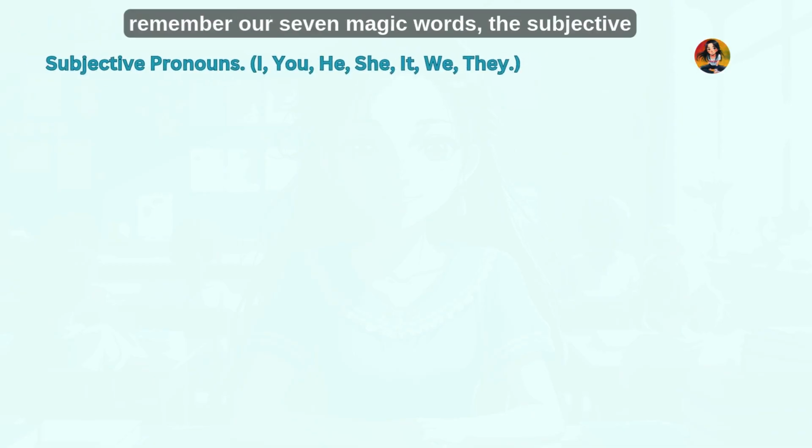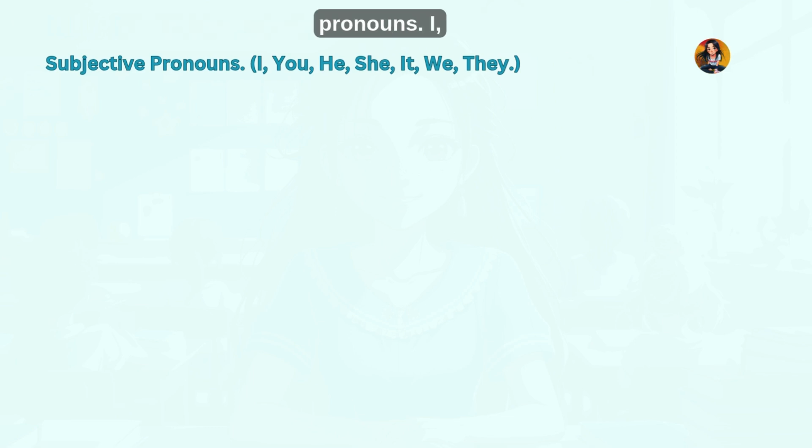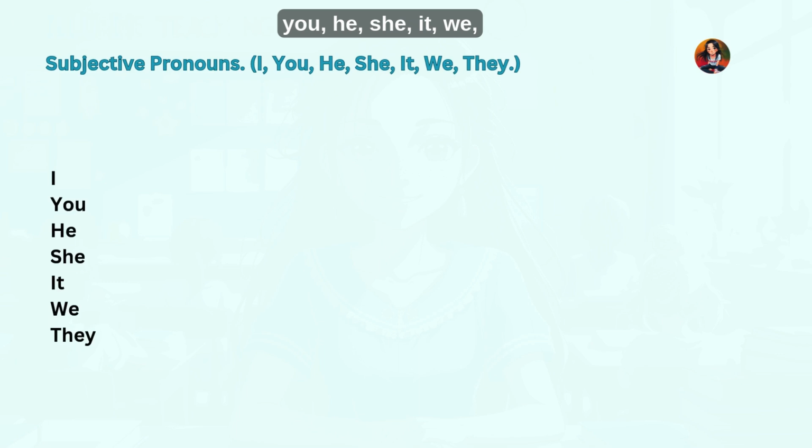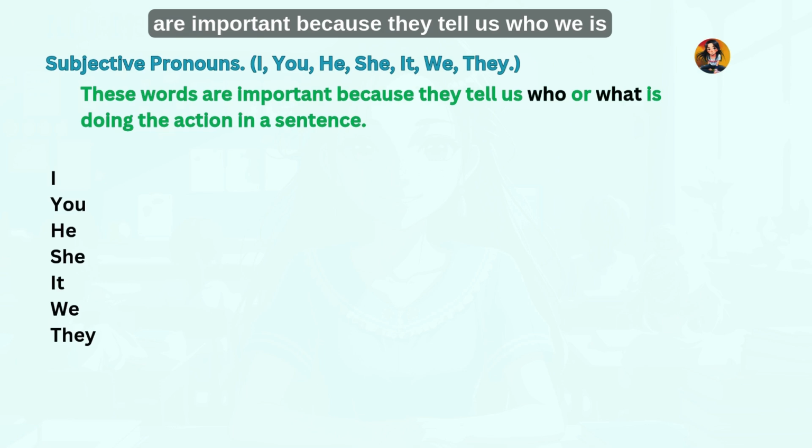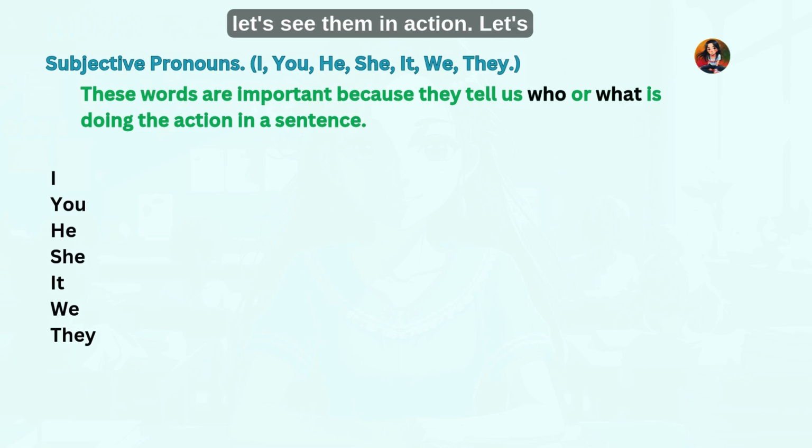Let's remember our 7 magic words, the subjective pronouns: I, you, he, she, it, we, they. These words are important because they tell us who or what is doing the action in a sentence. Now, let's see them in action.